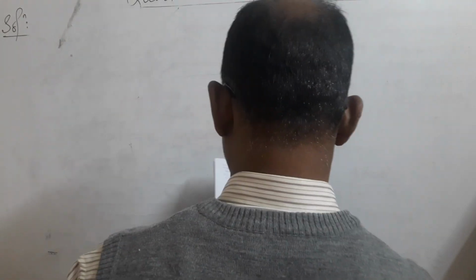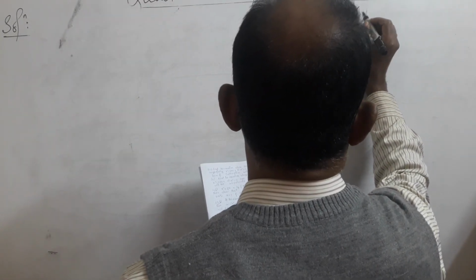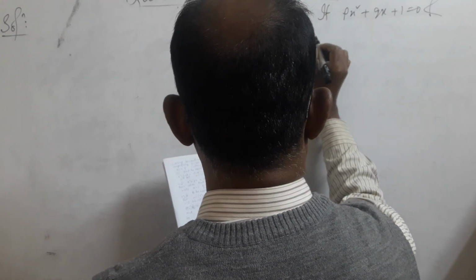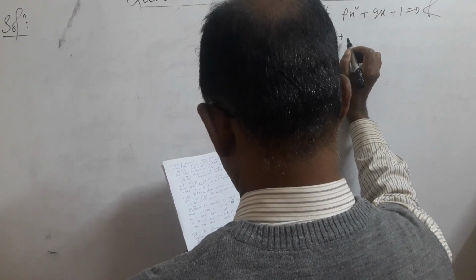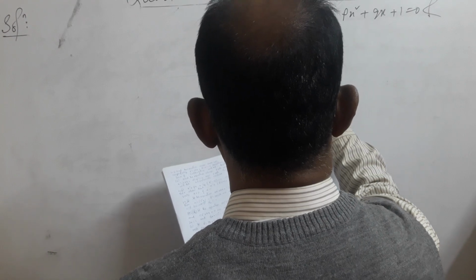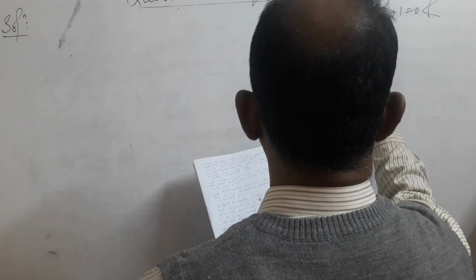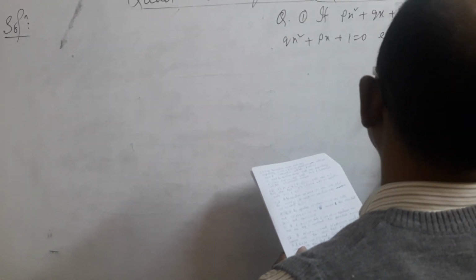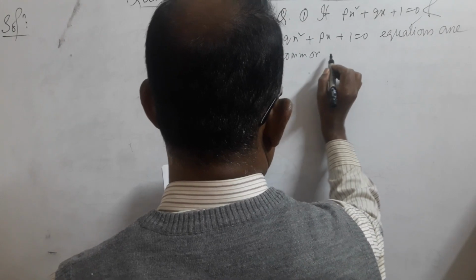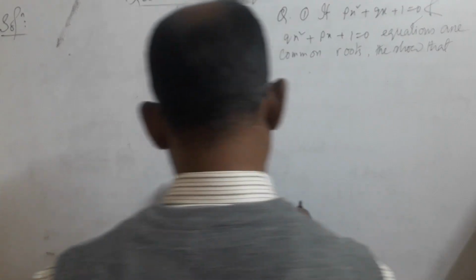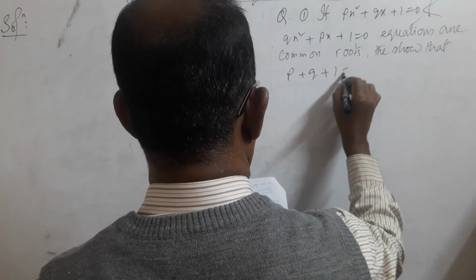Such as question 1: if px square plus qx plus 1 equal 0 and qx square plus px plus 1 equal 0 equations have a common root, then show that p plus q plus 1 equal 0.